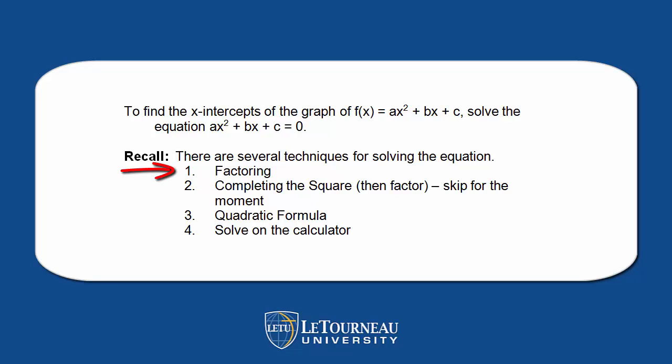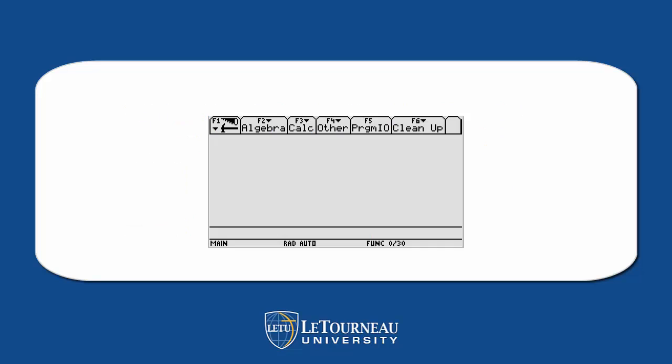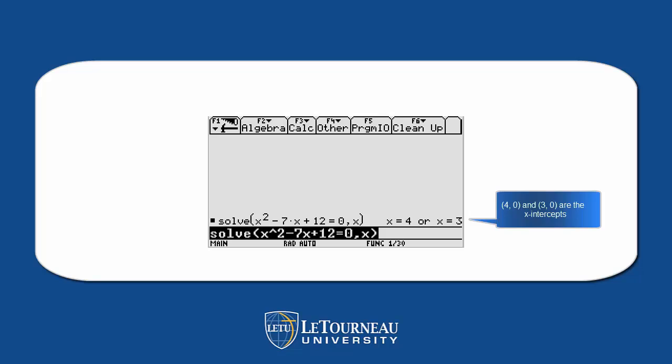So now we've looked at factoring. We're skipping completing the square. We've looked at the quadratic formula, which everybody should review. And now let's look at how we could solve this using our calculator. That's a great way because it's going to get it right and we can spend more time on other things. So we type it in. Notice how I picked up the word solve. Hopefully you've got that in mind. We're solving x squared minus 7x plus 12 equal to 0 for x. (4, 0) and (3, 0) are the x-intercepts.